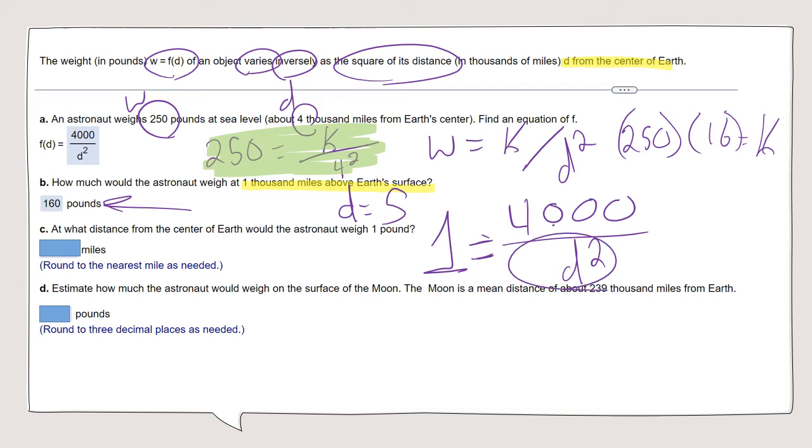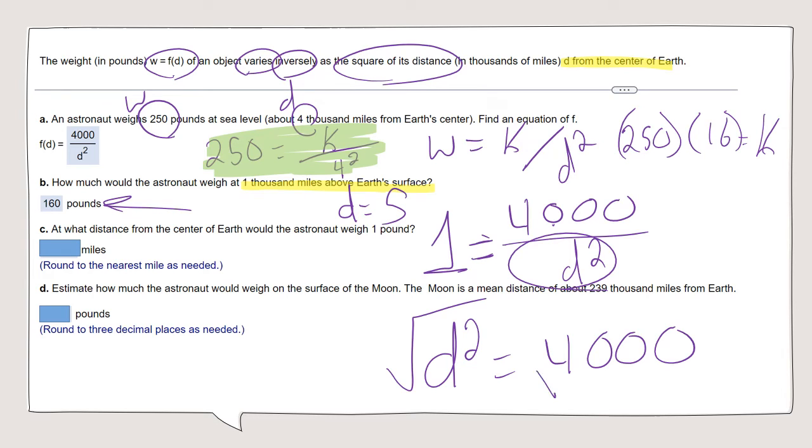Same number on top and bottom. So that means that d squared, what's d squared? That's 4,000, right? Now, I could multiply by d squared on both sides and get 1d squared equals 4,000. So how do I figure out if d squared equals 4,000? There might have been a reason I did the problems in the order I did them. How do I get rid of that exponent? How do I get rid of that squared? I square root both of them.